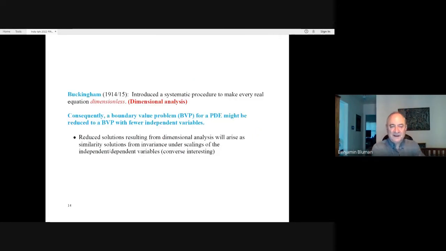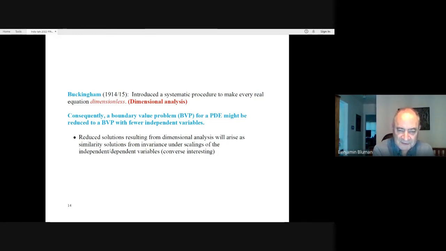Now, the American engineering scientist Buckingham wrote a remarkable series of three papers in 1914 and 15. They were written in Physical Review, Nature, and Transactions of the American Society of Mechanical Engineers. And the most interesting actually is the one in the Transactions of the American Society of Mechanical Engineers, because it has discussion in the paper. In fact, this led to the development of the undergraduate program, Engineering Science, very popular in North America. Anyhow, Buckingham introduced a systematic procedure to make every real equation dimensionless, and the subject is called dimensional analysis.